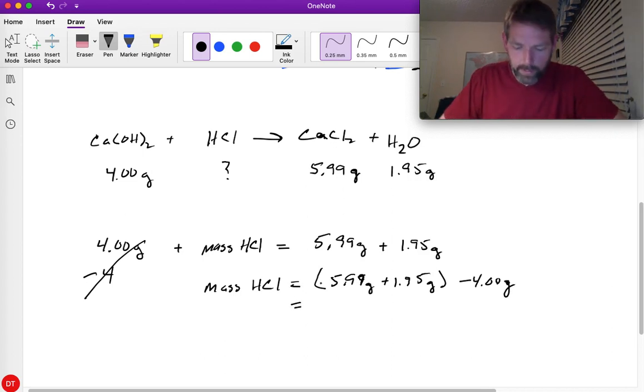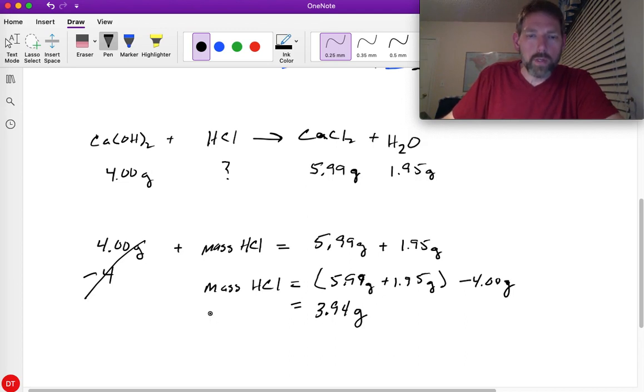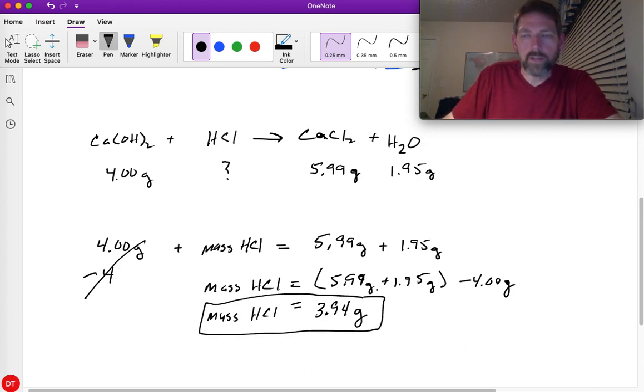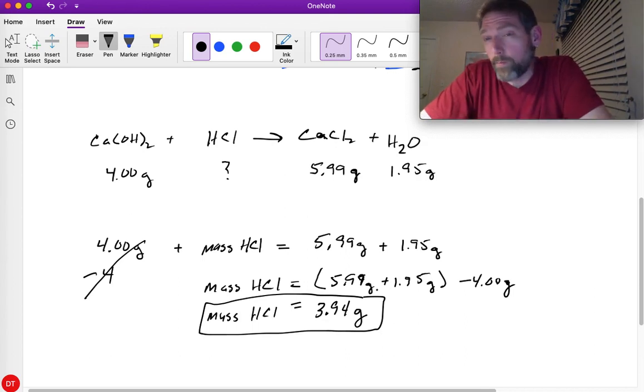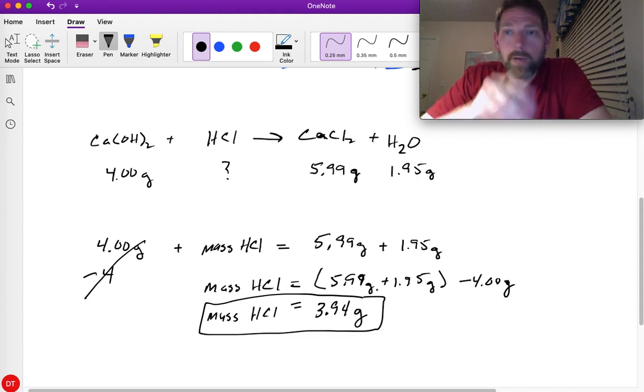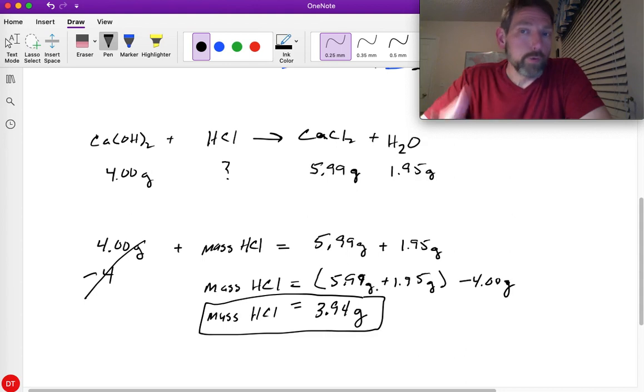If you do the math on that, 5.99 plus 1.95 gives you 7.94, minus 4 gives you 3.94. So the mass of hydrochloric acid would be 3.94 grams of substance. And then both sides balance out. If the sides don't balance out in all of the work we do, you've got something wrong somewhere. Either you wrote the formula wrong, or you've balanced it incorrectly, or you've used some incorrect numbers off of the periodic table, one or more. Those are the places you always check to see where you might have some error.